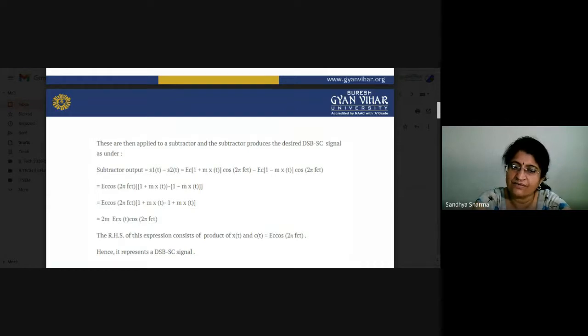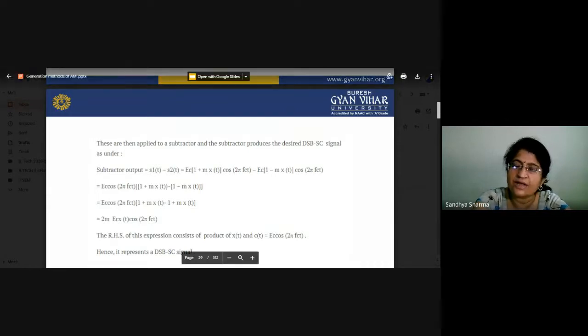So here we have seen two types of modulators. The first one is the DSB plus carrier modulator, and the second one is the DSB-SC modulator. By using these modulators, we can generate our signals in the amplitude modulation system.